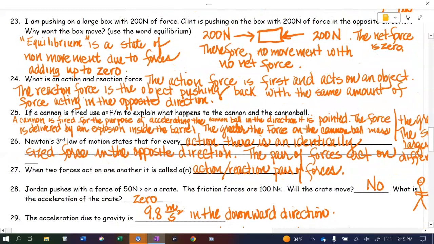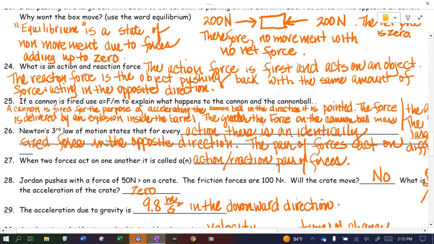Newton's third law talks about an action and reaction force. The action force is first and acts on an object. The reaction force is the object pushing back with the same amount of force and acting in the opposite direction. All right? They're called a pair of forces. So here's an example that's interesting.